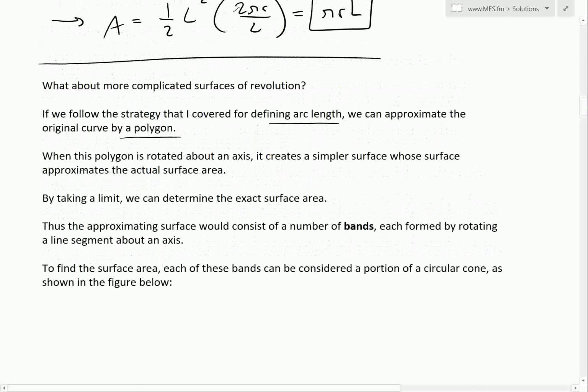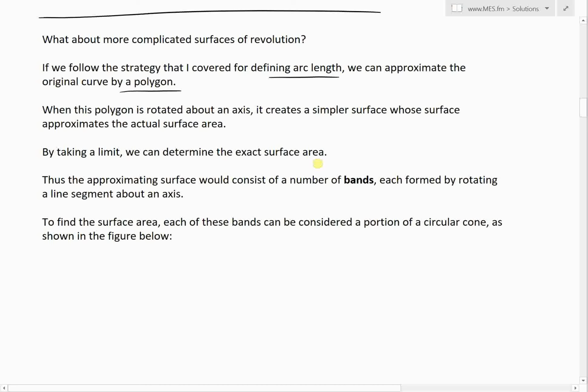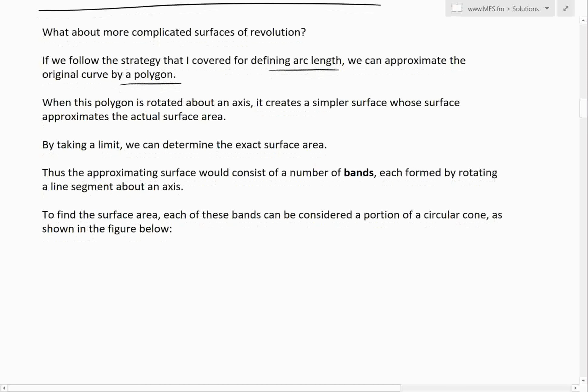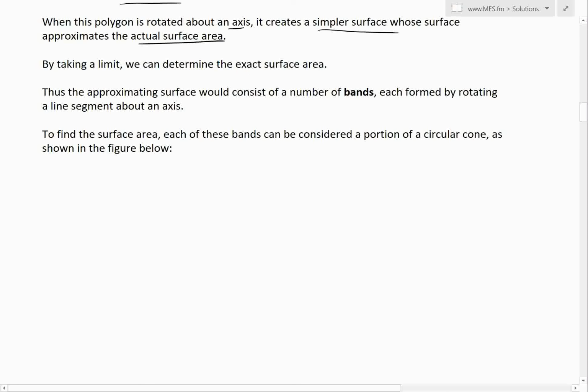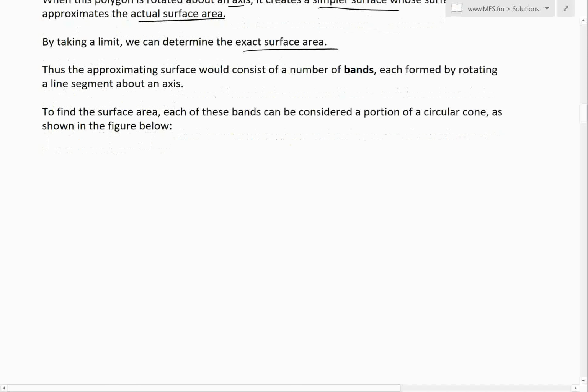In this case, we're going to approximate the curve similar to the arc length method, and then this time rotate it about an axis and sum up to infinity. We'll get to that in a bit. When this polygon, the approximation of the curve with straight line segments, is rotated about an axis, it creates a simpler surface whose area approximates the actual surface area. By taking a limit, we can determine the exact surface area. This is similar to all the integrals, volumes, areas, and arc length that we've done in my earlier videos.